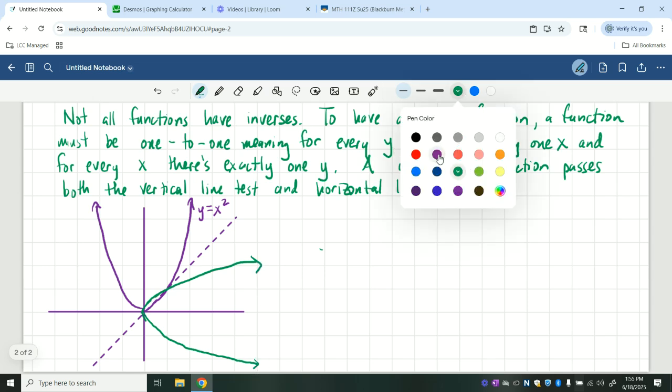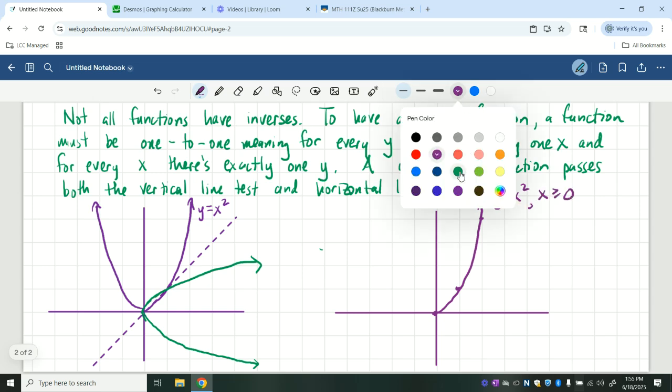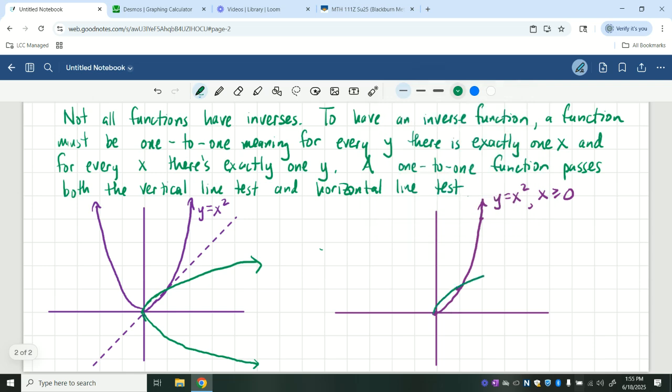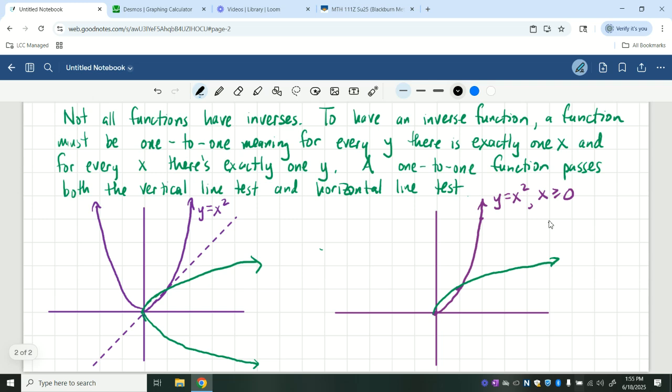So how could we fix this y equals x squared graph so that it does have an inverse? Well, if I just looked at half of it, if I just did this piece of it, y equals x squared with x being greater than 0, now it's one-to-one, right? Now if I graph the inverse, it's going to look like this. So now it's one-to-one. As you can see, it passed both the horizontal and vertical line test, right? See, if I go through it horizontally, there's not going to be any time it crosses more than once.